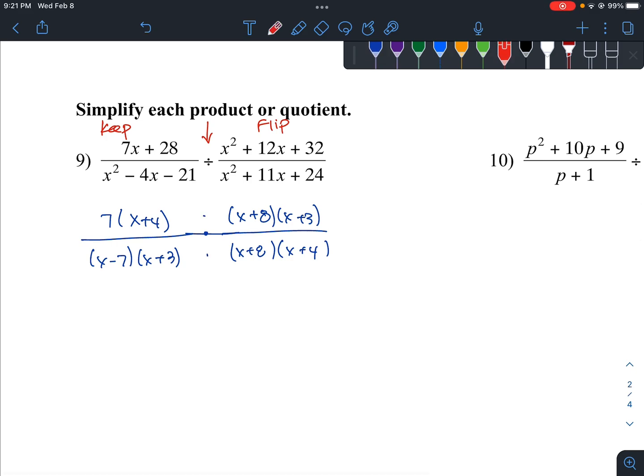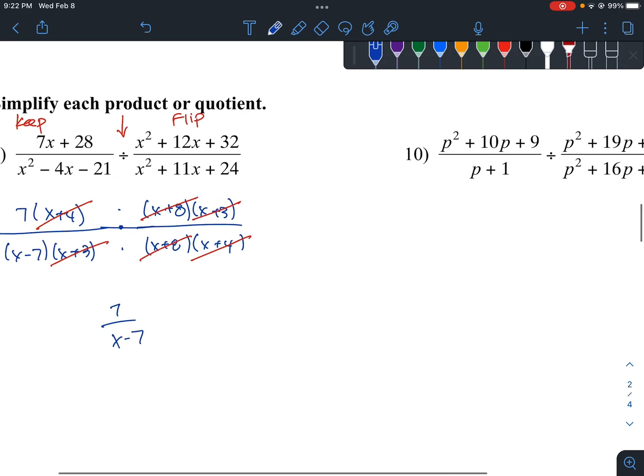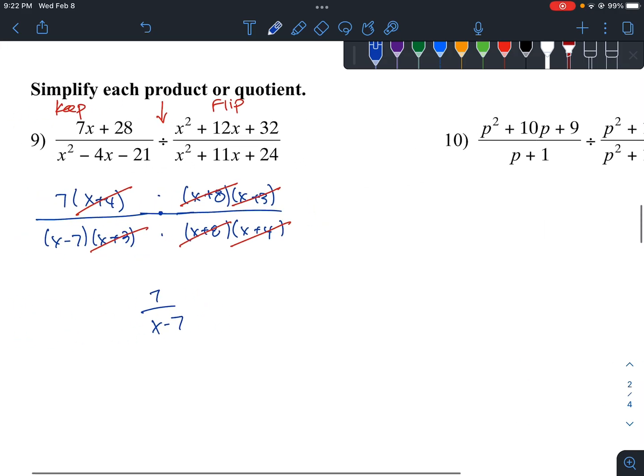And then I'm going to take out like terms. So x plus 4, x plus 4, x plus 8, x plus 8, x plus 3, x plus 3. And I'm just going to be left with 7 over x minus 7. And that should be it right there.